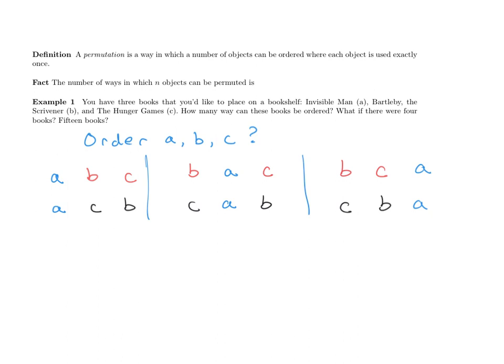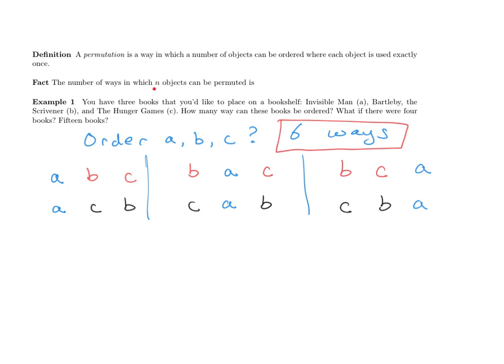This is every single possible case because either Invisible Man is first, second, or third. So how many things do we have? We have a total of 6. So 6 unique ways in which these 3 books can be ordered on your bookshelf. It would be nice if there was a formula that told us this number so we didn't have to actually list them out, especially if the number gets larger. If you had 20 books, it would take a very long time to list out every single possibility. And it turns out there is a nice formula for this.